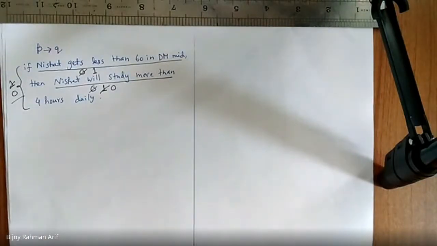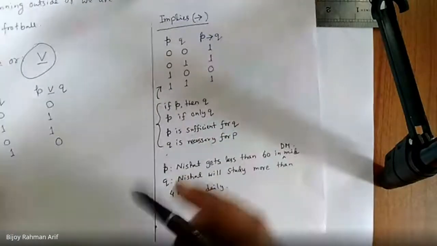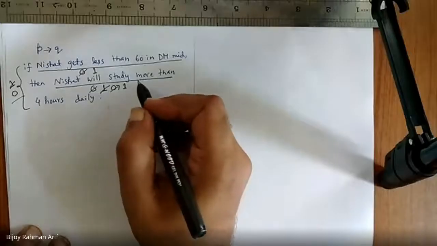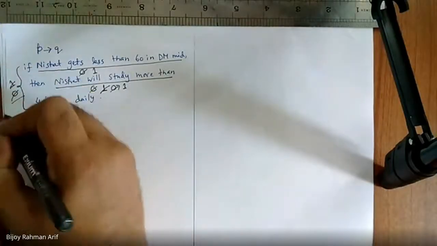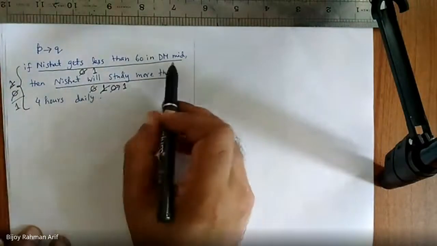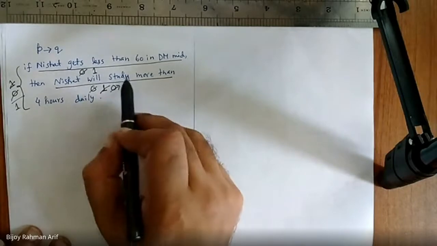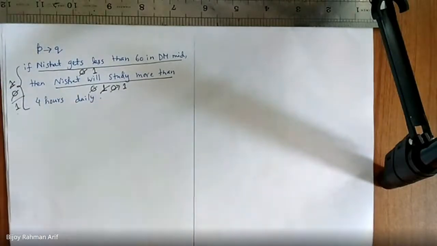Yes, sir. And the last one is P is 1, Q equals 1, P implies Q equals 1. So that is true, and she did not break her resolution, so of course it is 1. She gets less than 60 and she is studying more than 4 hours. Both are true, so the resolution becomes true, 1. So we are done.